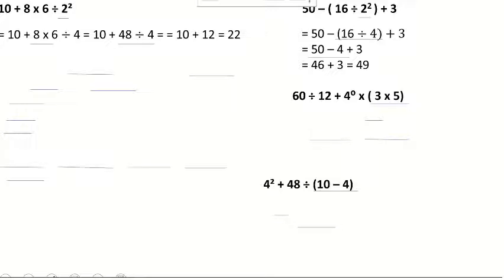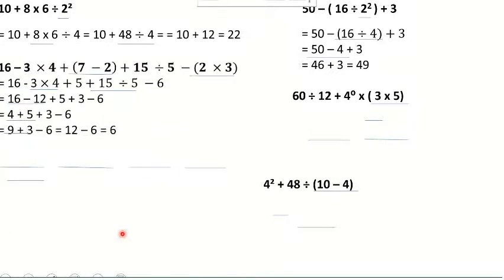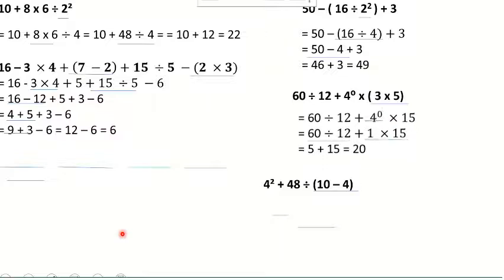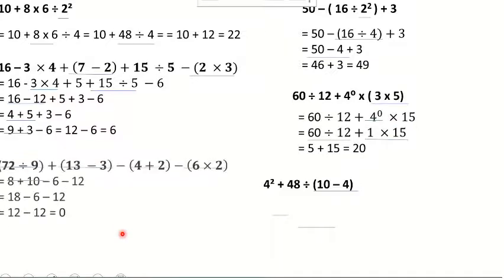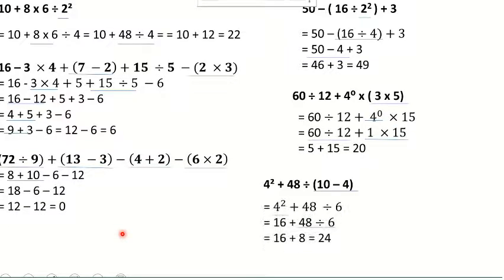I advise you to solve the rest. I'm going to put them in front of you, but try to practice them alone. The only hint I'm going to give you is 4 to the power 0. You know that 4 to the power 0 is 1. Check your answers when you are done solving the following exercises.